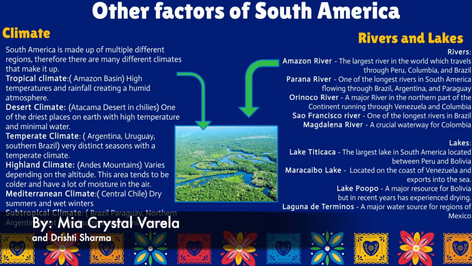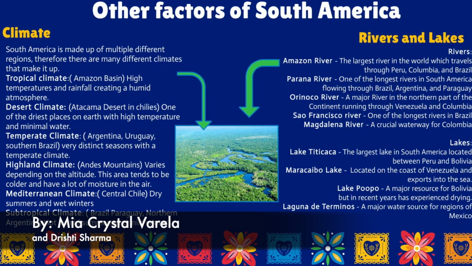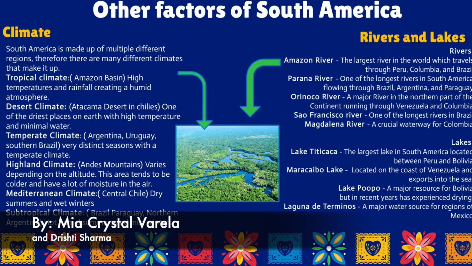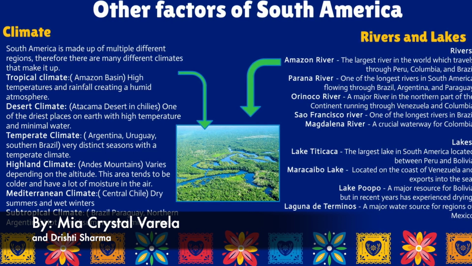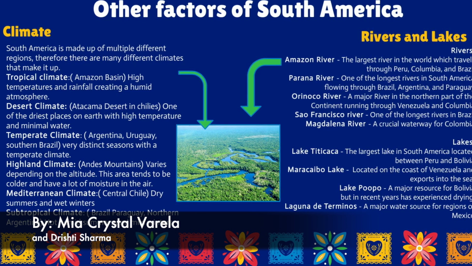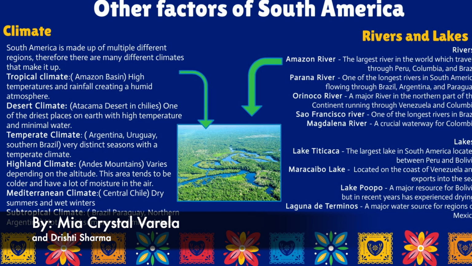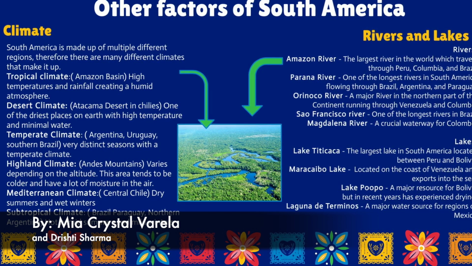If you're in a highland climate such as the Andes Mountains, you're going to have varying temperatures based on the altitude that you're in. This area tends to be colder and have moisture in the air. If you're in the Mediterranean climate such as central Chile, you're going to have dry summers and wet winters based on the area of Chile that you're in. The subtropical climate presents hot, humid summers and mild winters.